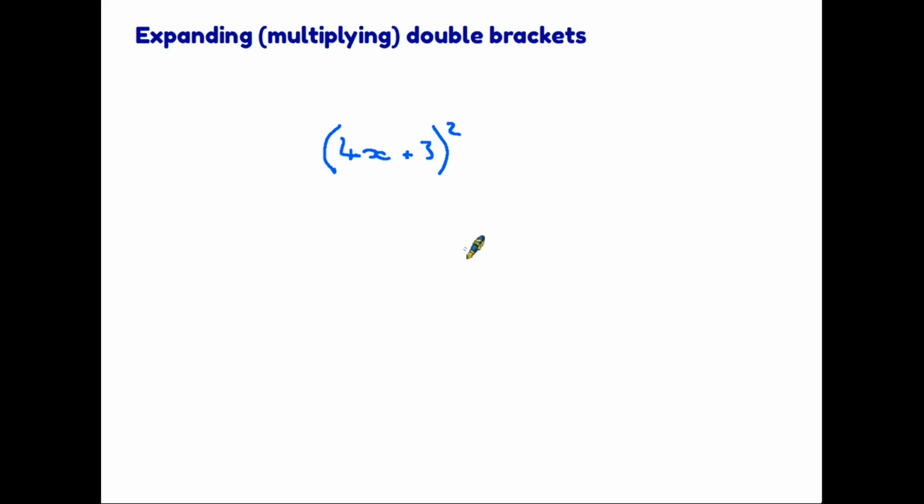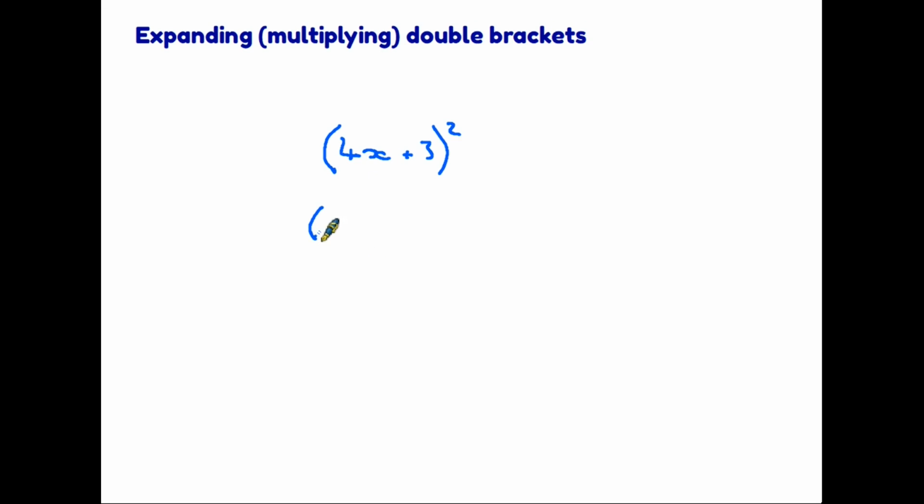Finally, let's look at an example that looks very different. This time we have only one bracket, 4x plus 3, but we have squared on the outside. Now, a very common mistake that you need to avoid is to believe that this means you have to square each of the terms. This is not the case. When we see a squared outside a bracket, it means the whole bracket has to be squared. In other words, multiplied by itself.